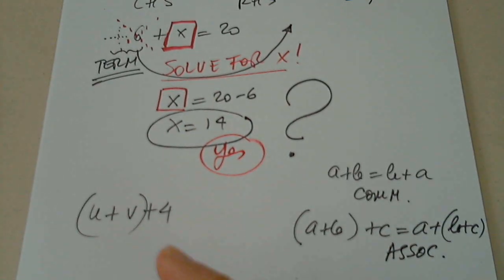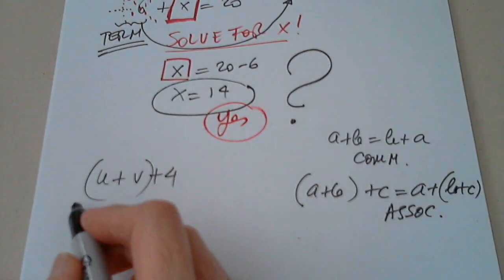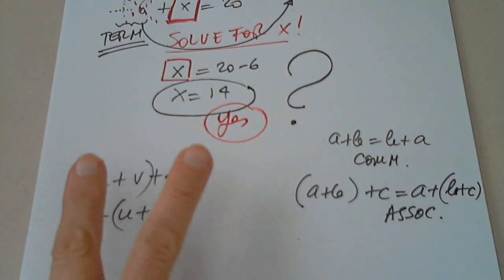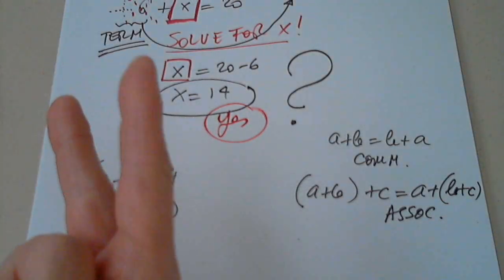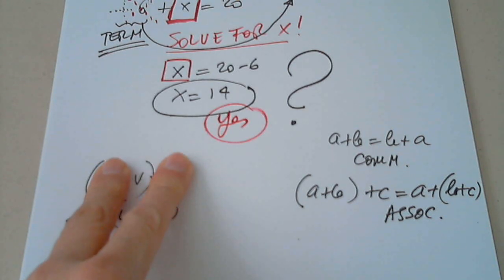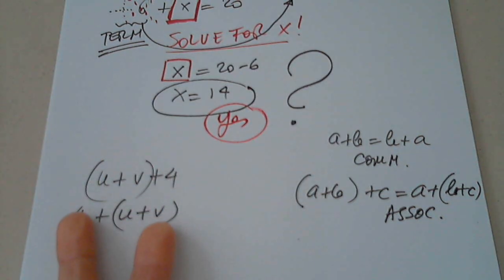So, let's come up with 3. Can anyone suggest one of them? 4 plus parentheses A plus B. Excellent. So, what we did was we used the commutative law on these 2. Perfect, that's 1. Let's come up with a second one.